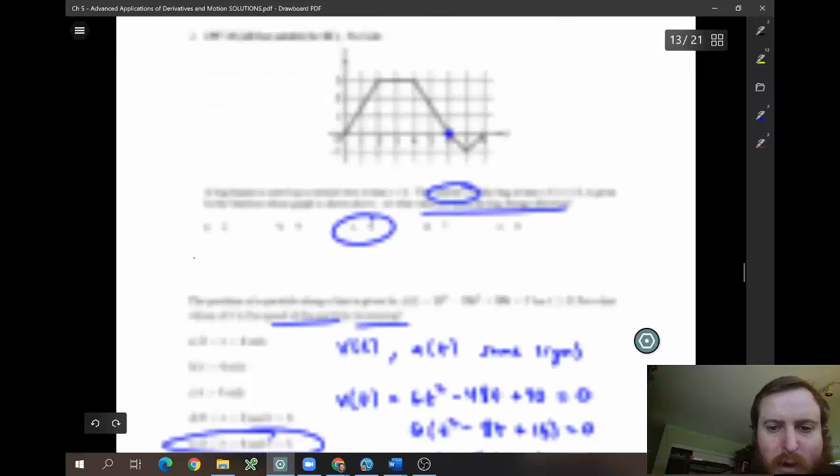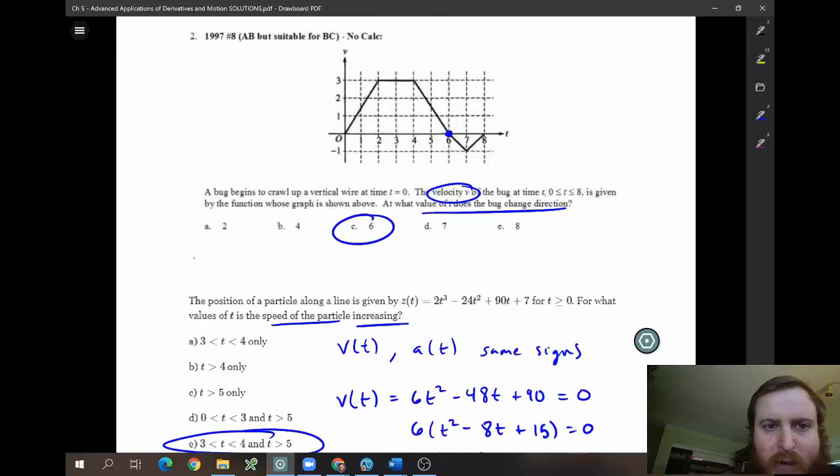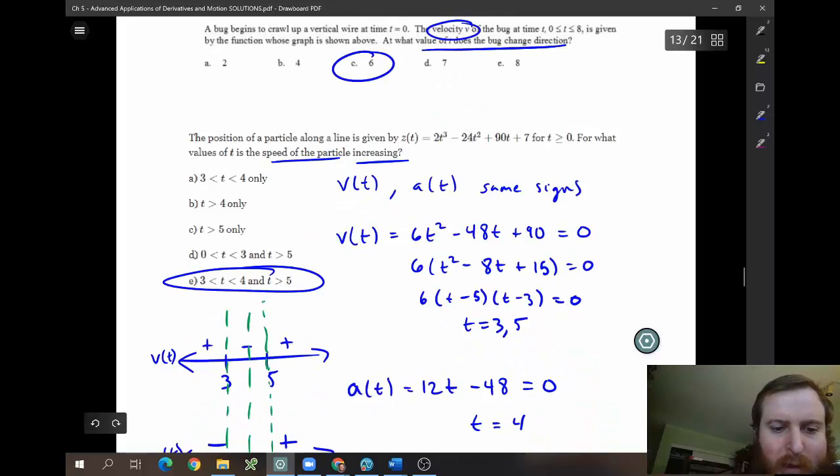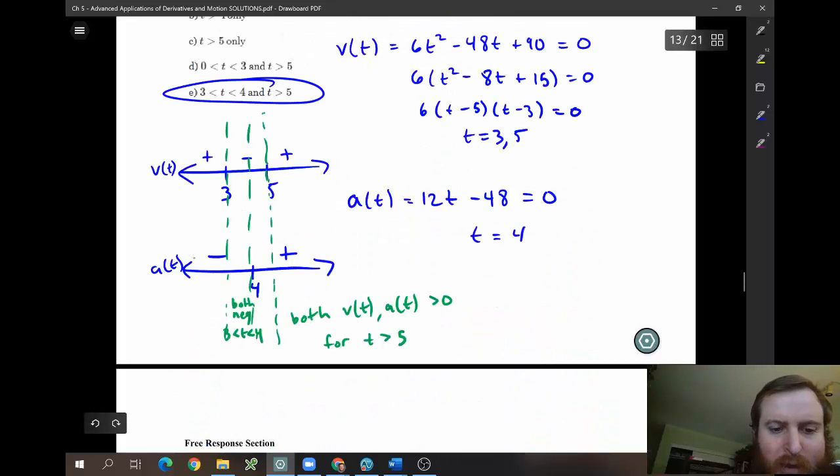All right. Next up, we have this question's given velocity graph. It says, when would the bug change directions? Well, that's just when the velocity changes signs from positive to negative. Super easy. And then I think this is our last question, if I'm correct.